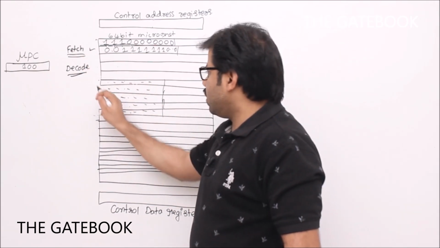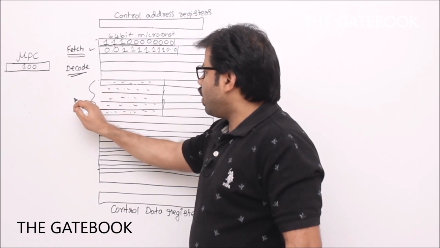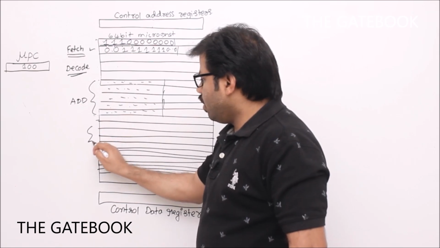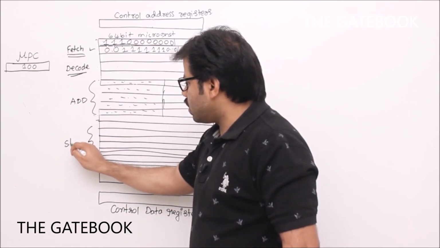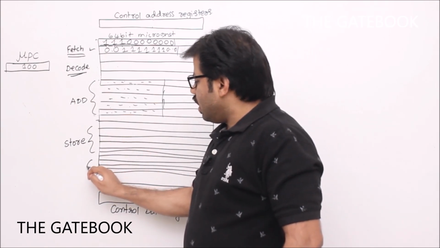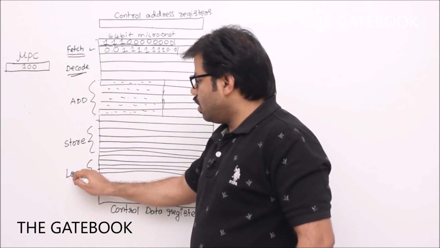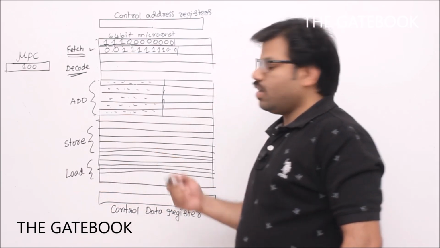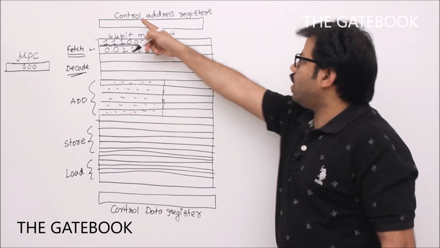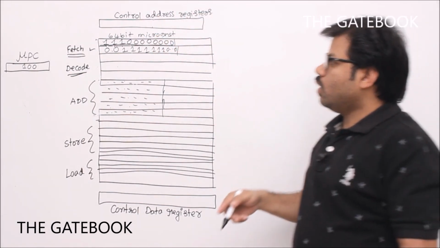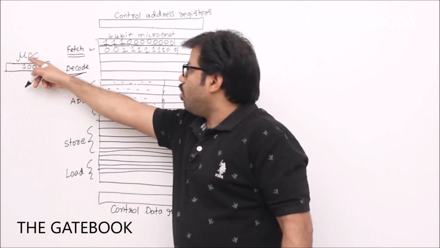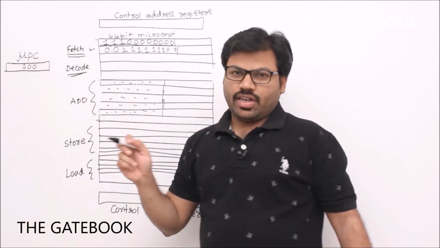Now we can feel like this. Maybe for the add instruction, this is the micro routine, and maybe for the store instruction, that means the remaining part of the store instruction, this is the routine. In that way, for the load instruction, maybe this is the routine. In that way you can imagine. Okay. Now, sir, what is this control address register, sir? I will tell you. What is this micro program counter? I will tell you.